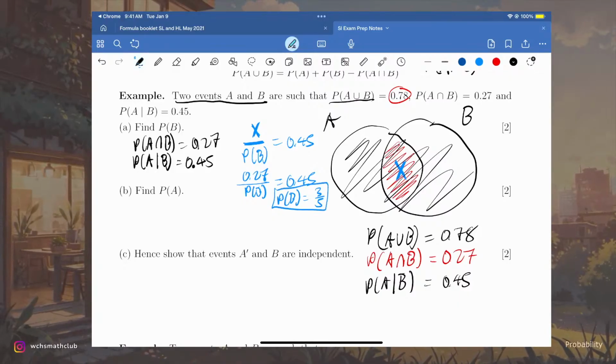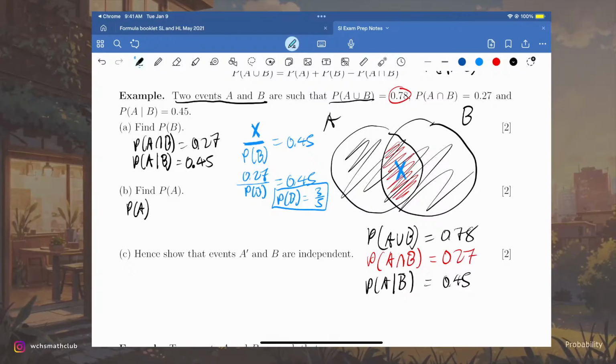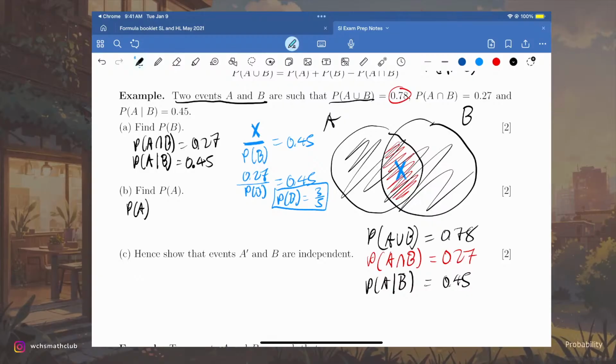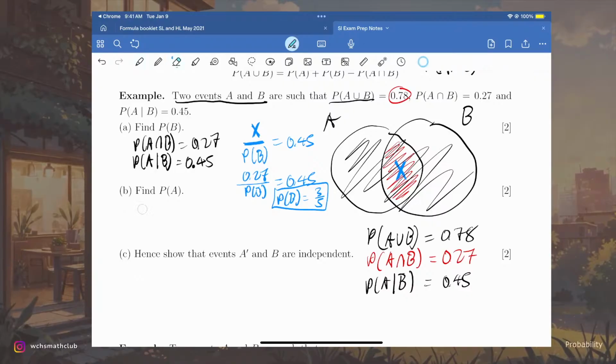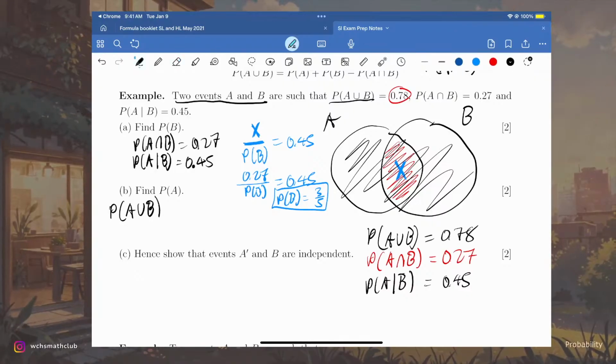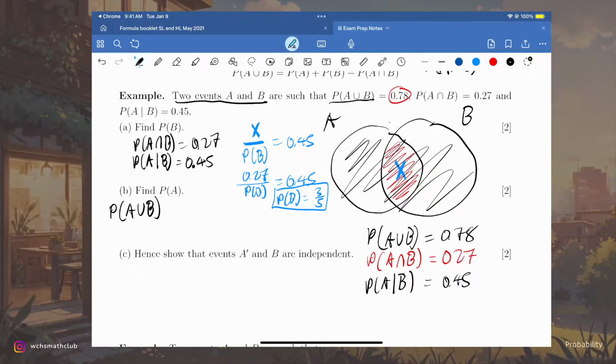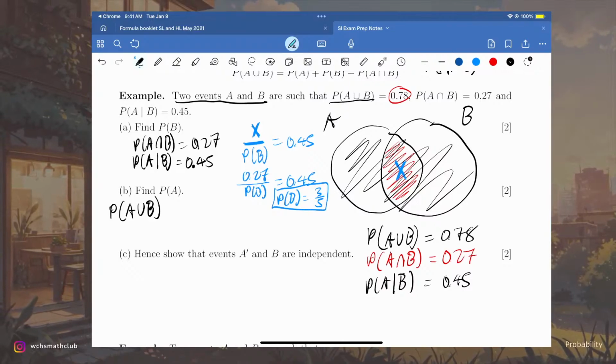Next part, we're going to find P of A. The idea to find P of A here is to take P of A union B, this total block right here, the total Venn diagram. What we're going to do is add the intersection of B.